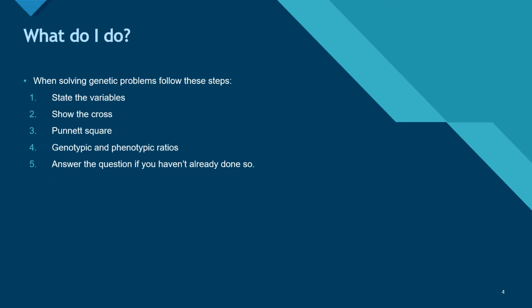Now that we have all that terminology covered, we can actually start learning how to do the Punnett squares. You should make a little note of these steps so the questions are easy for you to follow. The first one is state our variables. Just like we did in the other question, we made the big P represent purple and the little p represent white. Then we show the actual cross. We make the Punnett square, which I'm going to show you how to do in a second. We write the genotypic and phenotypic ratios.